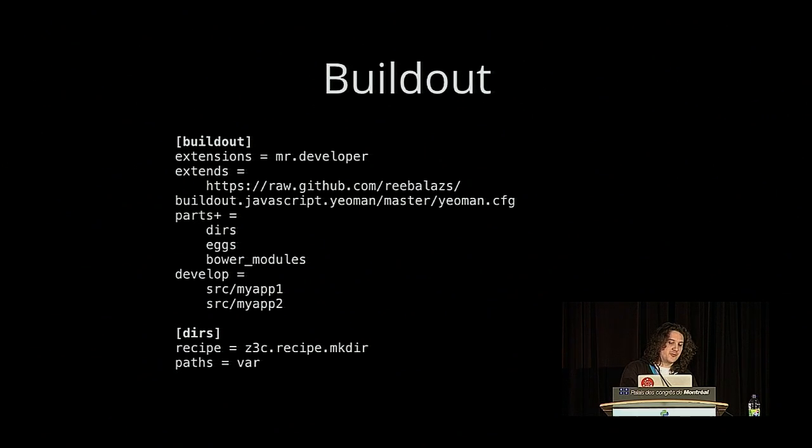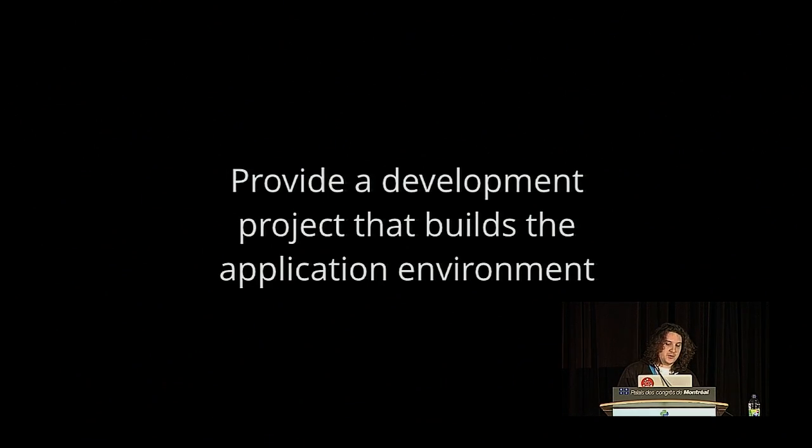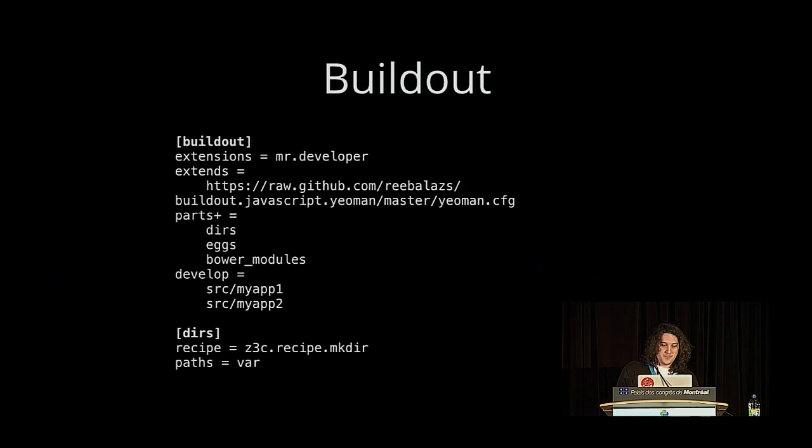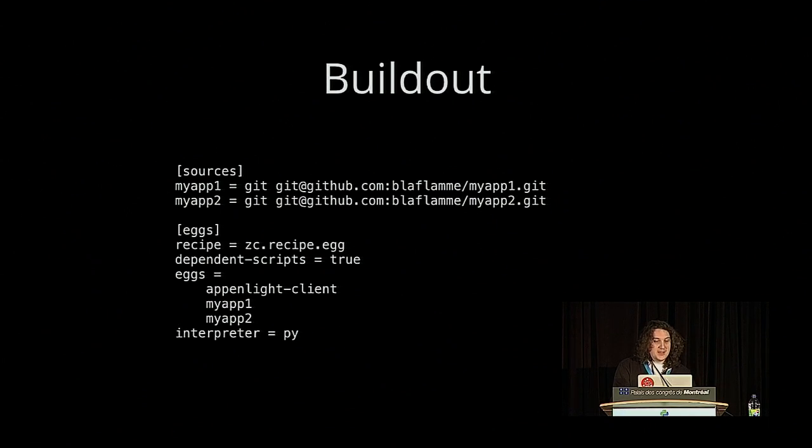And then you'll see I have different parts like dirs, eggs, and bower modules. Bower modules inherits from the Yeoman configuration. Then under develop, this is where I have my multiple applications, so my app1 and my app2 and so on. And under dirs, I use a recipe to create a directory, let's say a var directory for temporary things I'll need for my application. And then the sources: my app1 and my app2, where to get them from.